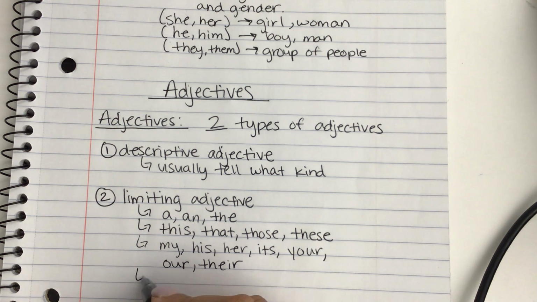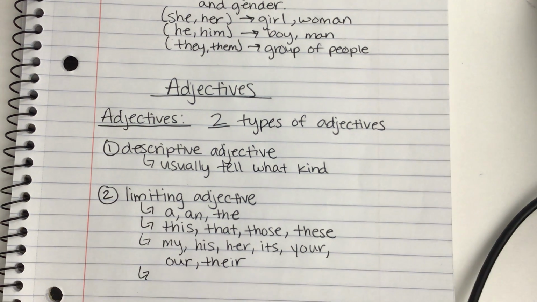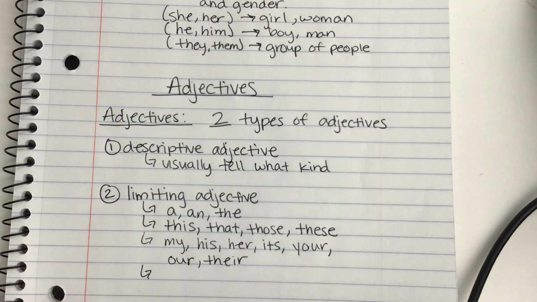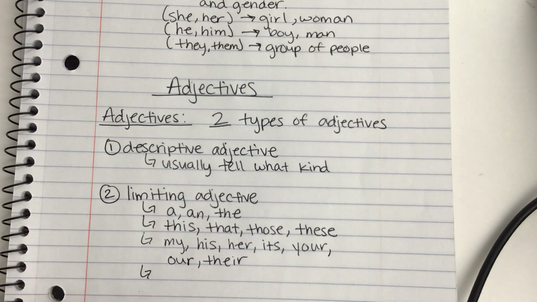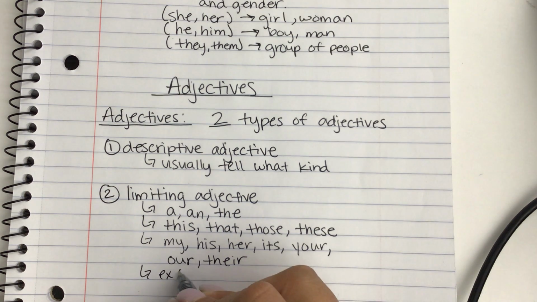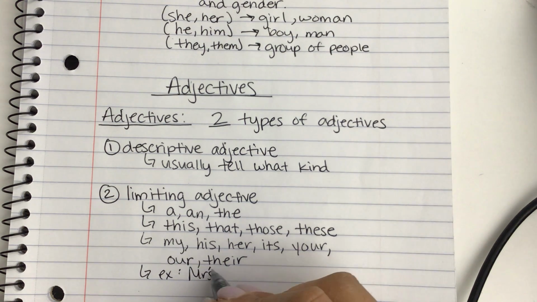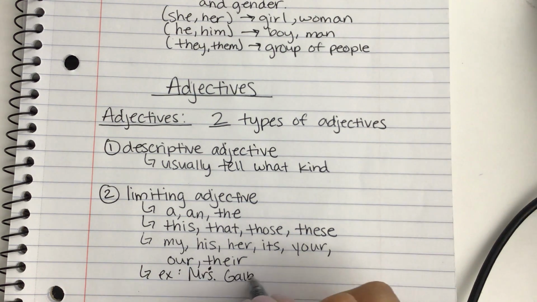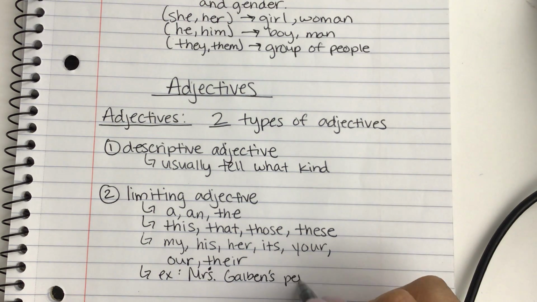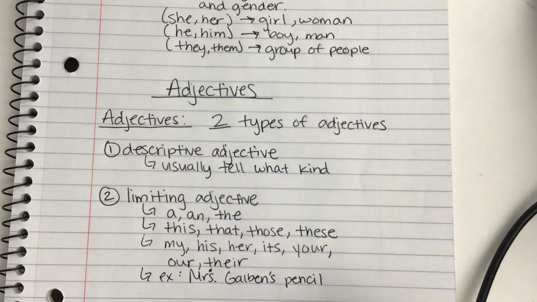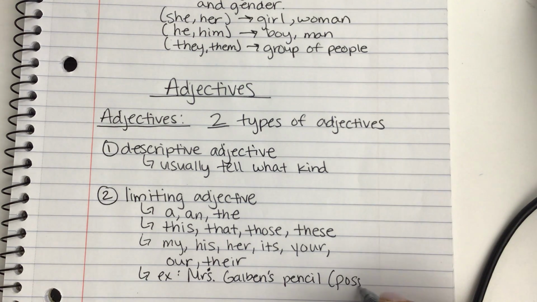Okay, and possessive nouns. So things that belong to people. So like if I said Mrs. Galvin's pencil, Mrs. Galvin would be the limiting adjective in there because it's a possessive and it's describing that pencil. Whose pencil is it? It's Mrs. Galvin's. Okay, so we'll do this as an example. Mrs. Galvin's pencil. Okay, so think of this one. This is the possessive. So it belongs to somebody.